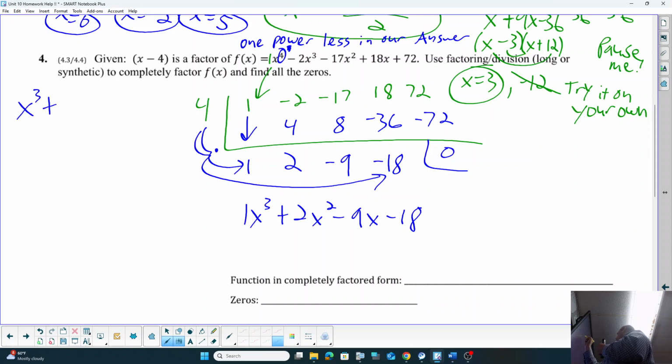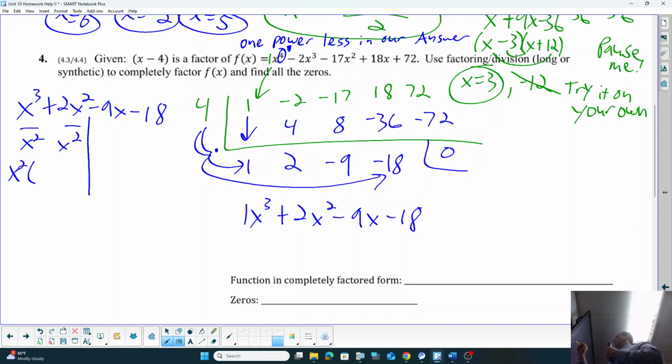So that's x to the third power plus 2x squared. Man, this is some good review for you guys. So we're going to pull out an x squared that they have in common. Pull out the GCF. So we have x squared, leaving me with an x plus 2. We're going to pull out a negative 9.